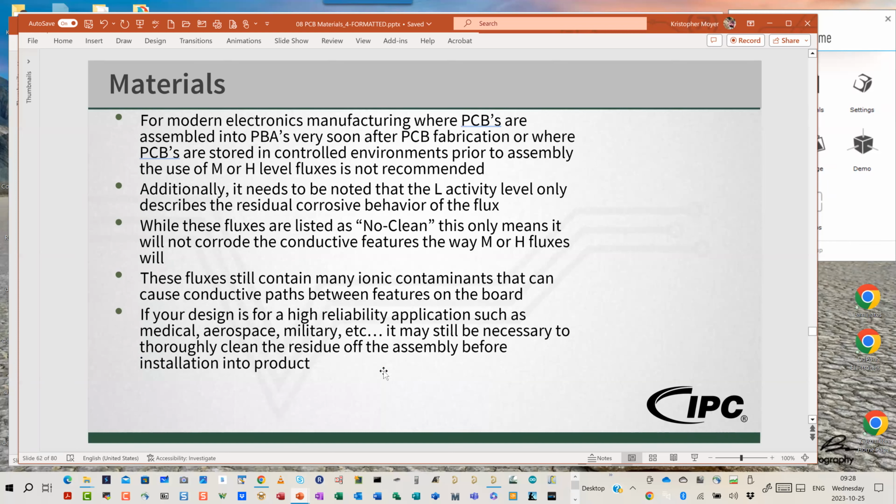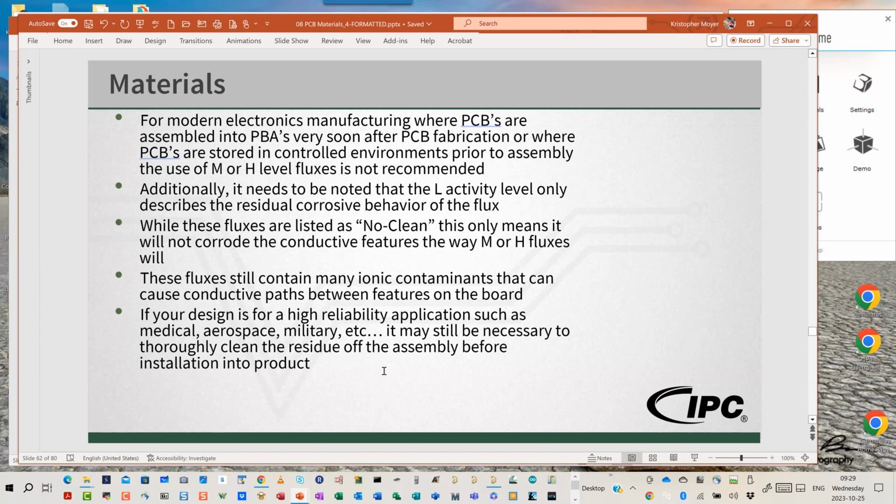Okay, for modern electronics manufacturing, where PCBs are assembled into PBAs very soon after the PCB fabrication, or where PCBs are stored in controlled environments prior to assembly, the use of the M and the H level fluxes is not recommended. Additionally, it needs to be noted that the L activity level only describes the residual corrosive behavior of the flux. While these fluxes are listed as no clean, this only means they will no longer corrode the conductive features the way M or H level fluxes will, like we just saw.